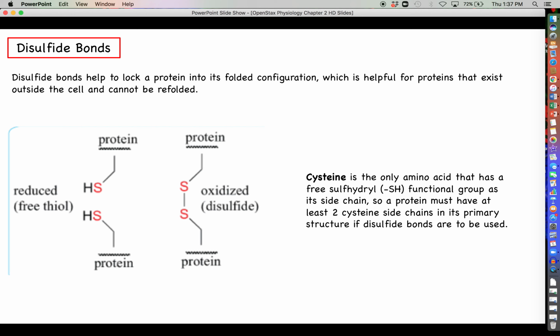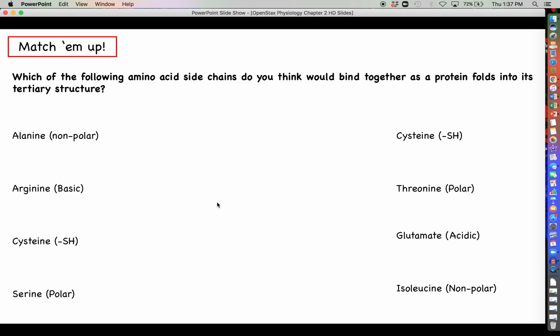So disulfide bonds are all about the amino acid cysteine. It's the only amino acid that has this particular functional group, which is called sulfhydryl. It's like a hydroxyl group, except with a sulfur instead of an oxygen. So if a protein is going to have any disulfide bonds, that protein obviously has to have at least 2 cysteine side chains in the primary structure. So 2 cysteine side chains interact together to form one disulfide bond.